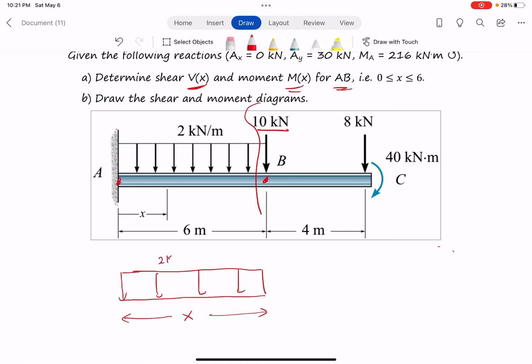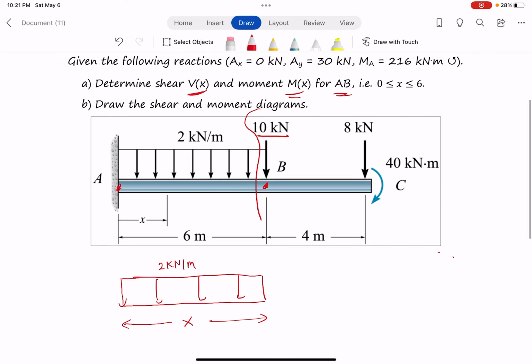Of course, the load is 2 kilonewton per meter, and there is a reaction here. AY is 30 kilonewton, that's given, and the moment is counterclockwise and it is 216 kilonewton meters. Okay, so once we do the cut before point B, you will have a shear.